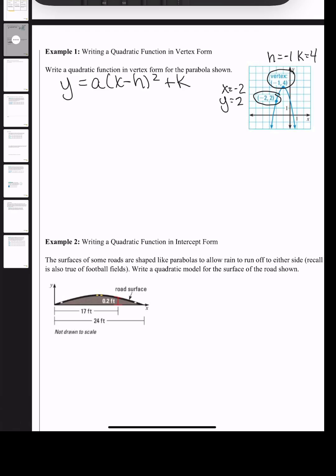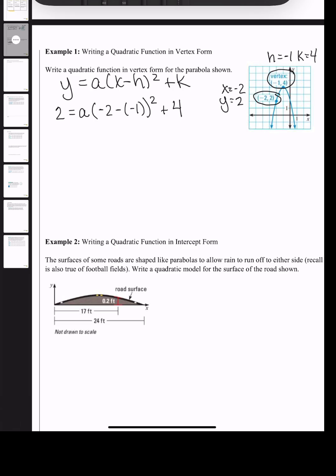So I'll start with plugging in 2 for y. I don't know a yet, I'm going to figure that out. Plugging in -2 for x. Subtracting, and now h is -1, I'll plug that in. Square all of that, plus k, which is 4.